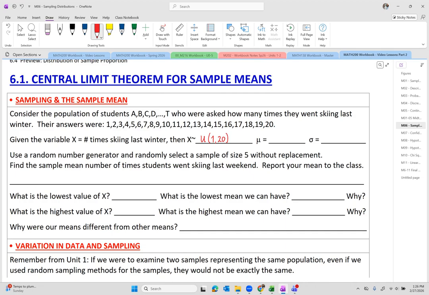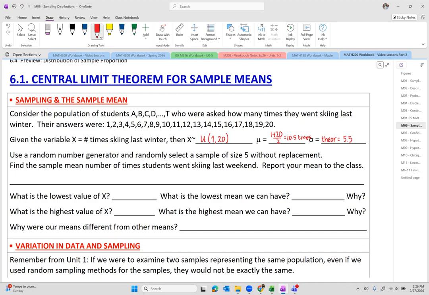Now, if we use the formula, the mean is the lowest plus the highest divided by 2, which is 10.5 times going skiing. And the standard deviation, the theoretical one for the continuous variable, is the square root of (20 minus 1) squared divided by 12. That comes out to be approximately 5.5.